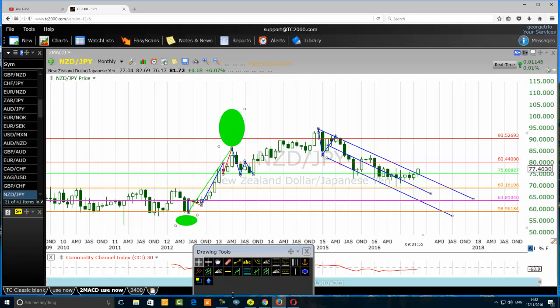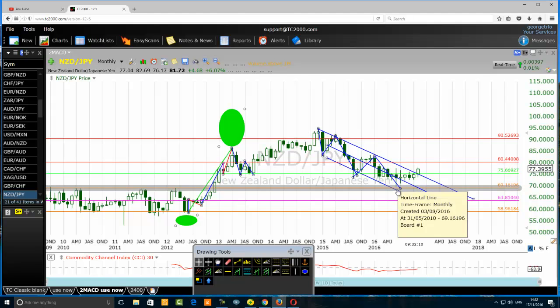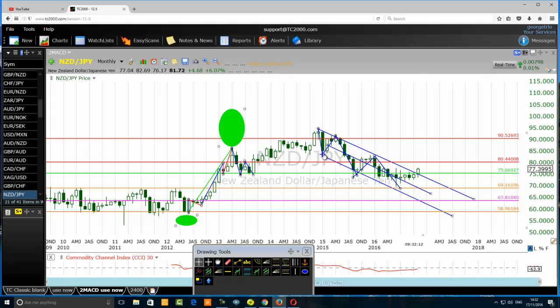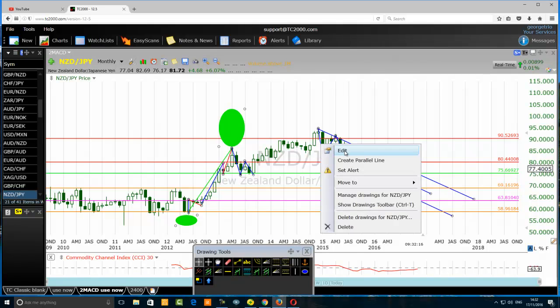and went up like this, and then came down like this. Do you agree? And then went up again like this, and then came down like this. This is 1, 2, 3, 4, 5. Looking at this pattern, the first thing that comes to my mind is a flat correction.